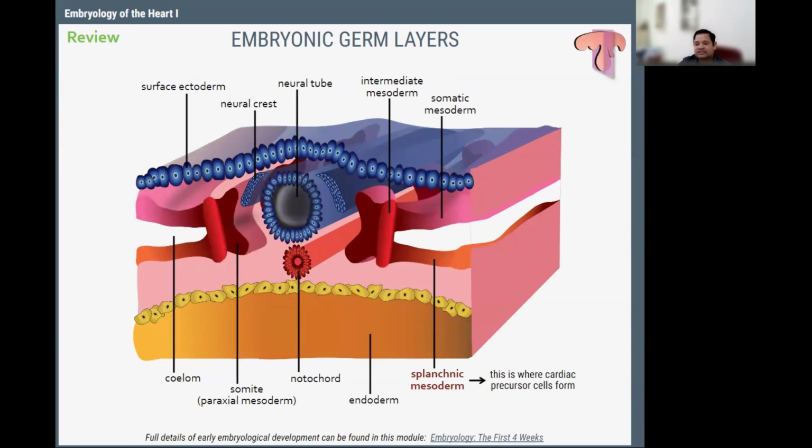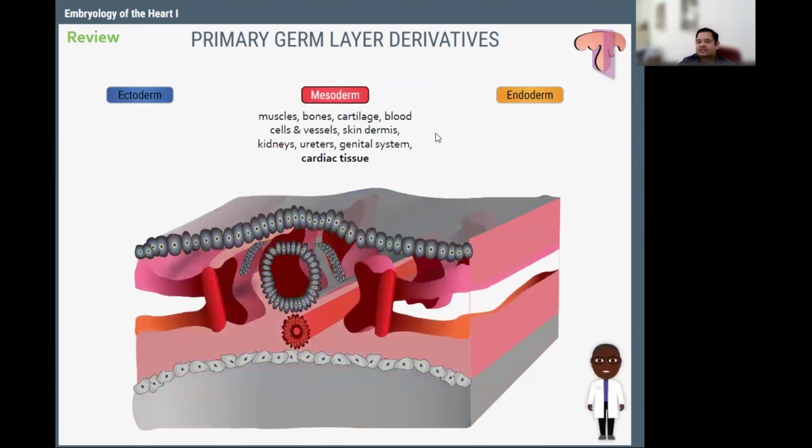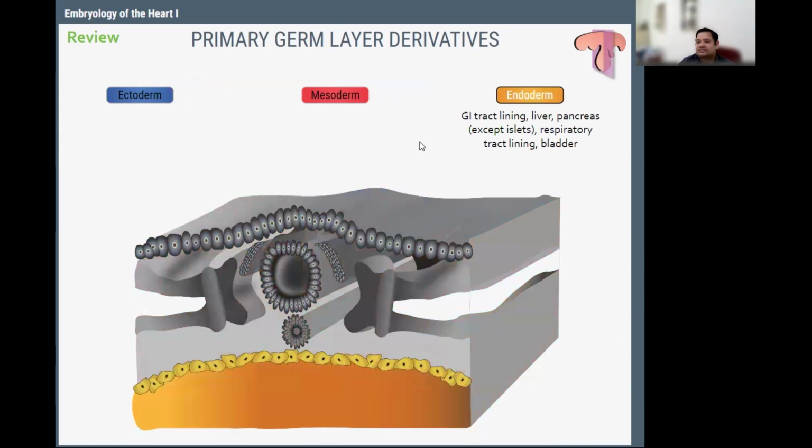the human body parts. Just like this, you can see from ectoderm, basically it is CNS and neural tissues, skin, epidermis, skeletal tissues, teeth. From mesoderm, it is bone, muscles, cartilage, blood cells, vessels, and of course cardiac tissue, which we will be talking in detail. And endodermal part, you can see GI tract, liver, pancreas, respiratory tract, bladder, and many more. So these are some basic structures which are going to develop from these germ layers.